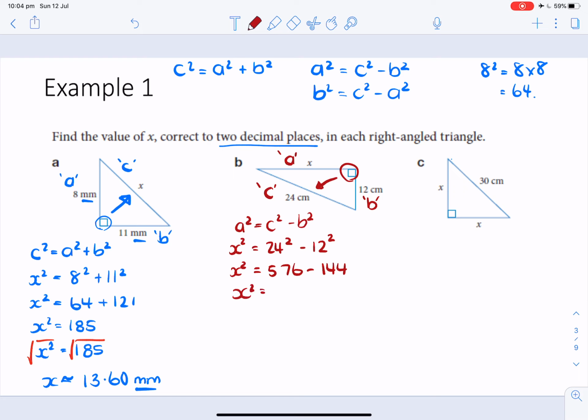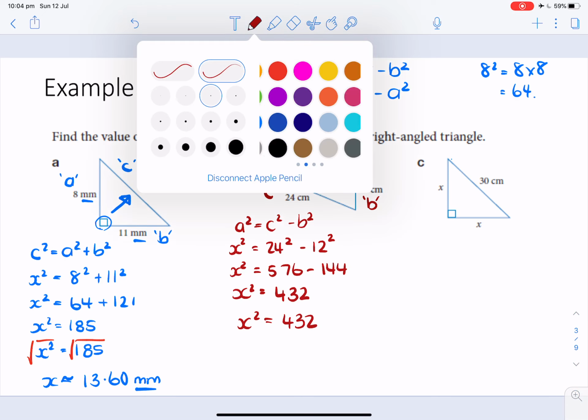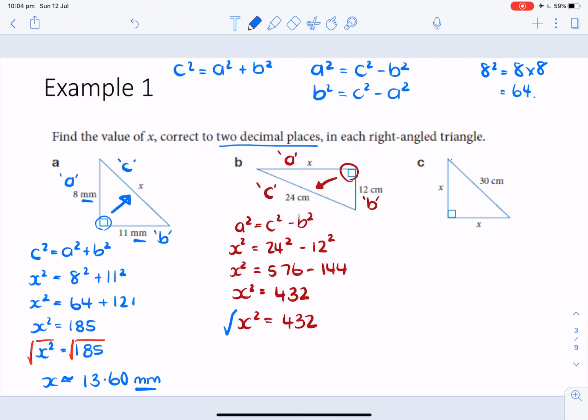Yep, you can use a calculator. I cheated and actually wrote all the calculations out earlier. And I ended up with 432. So again, like the previous one, I have a squared value and I need to find the x by itself. So I need to square root both sides. X squared equals 432. Let's square root both sides.